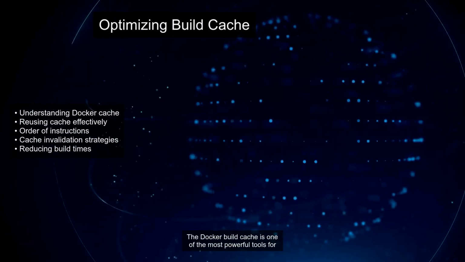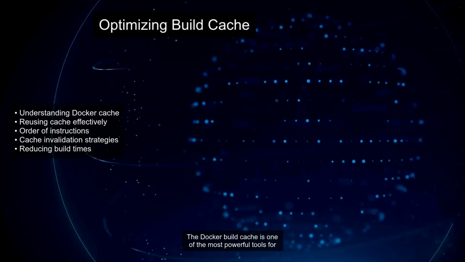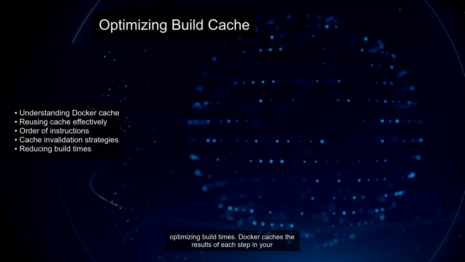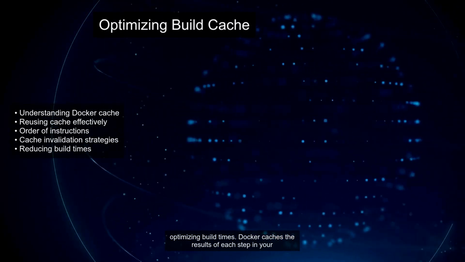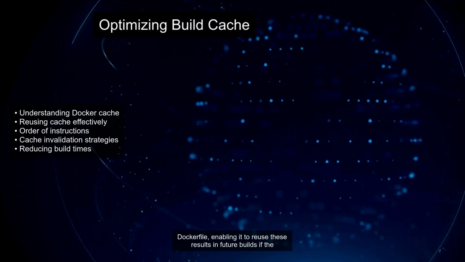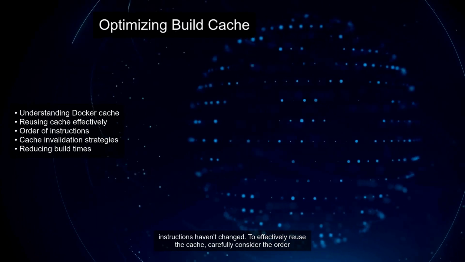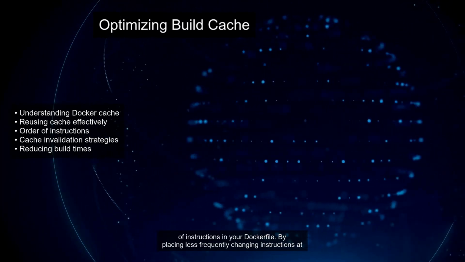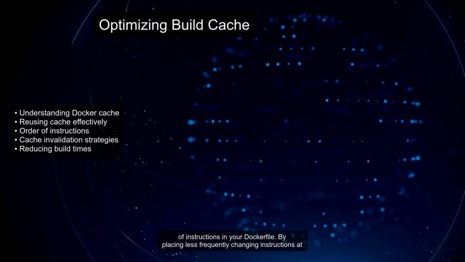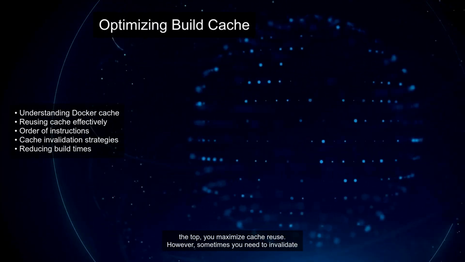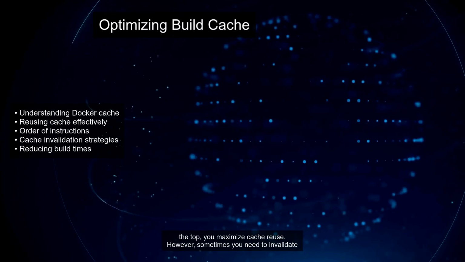The Docker build cache is one of the most powerful tools for optimizing build times. Docker caches the results of each step in your Dockerfile, enabling it to reuse these results in future builds if the instructions haven't changed. To effectively reuse the cache, carefully consider the order of instructions in your Dockerfile. By placing less frequently changing instructions at the top, you maximize cache reuse.